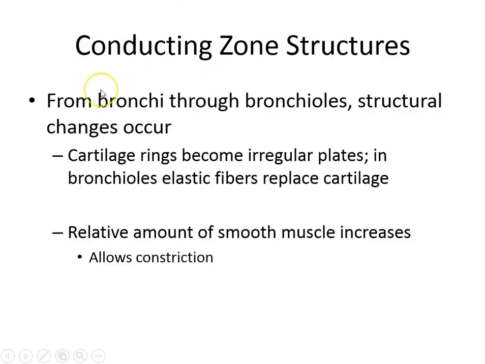And what you see in the tissue, in the histology of the branches of this tree, as we get smaller, is that the cartilage rings that keep things open get more irregular, and you'll have more elastic fibers. You'll also see the amount of smooth muscle increasing. That's because now we want to be able to control where the air flows, getting more oxygen to the areas where we have better blood flow, and opening up so we can get more carbon dioxide out of areas that have more carbon dioxide.